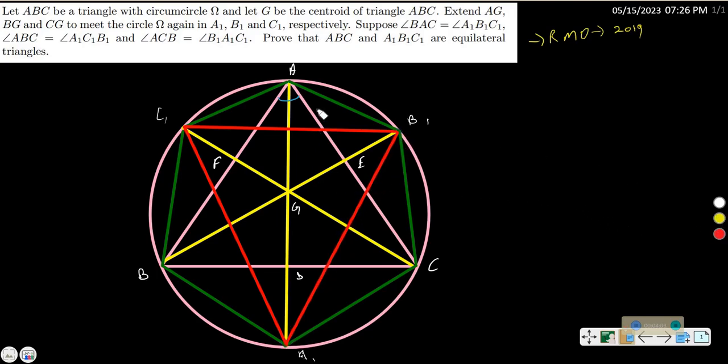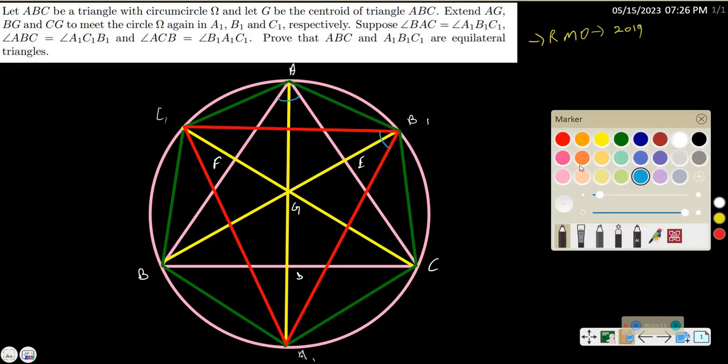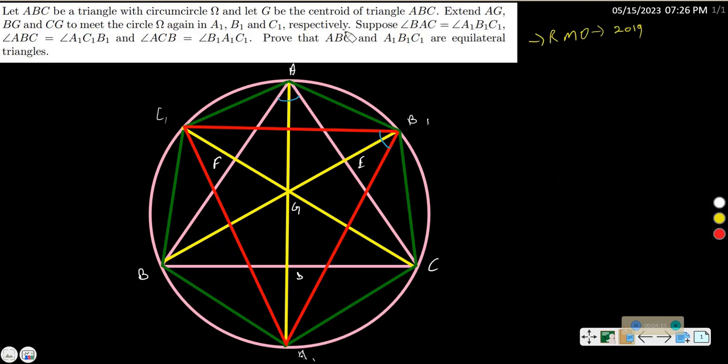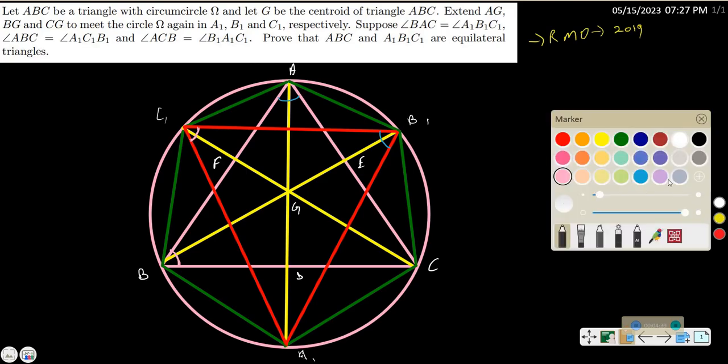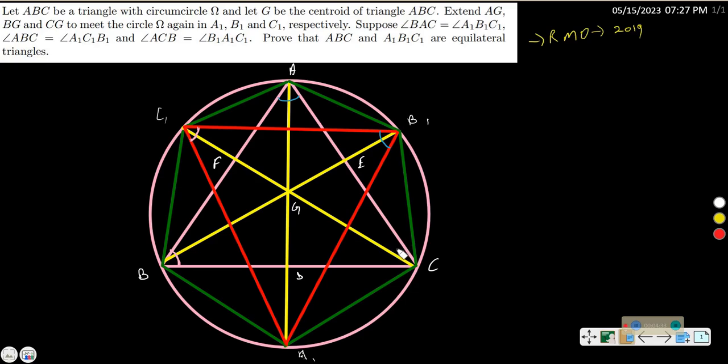Now moving on, what we have been given is that angle BAC equals angle B1A1C1, this angle. The next thing is that angle ABC equals angle A1B1C1, so this angle. And the last thing we are provided with is that angle ACB equals angle B1C1A1, so this angle.